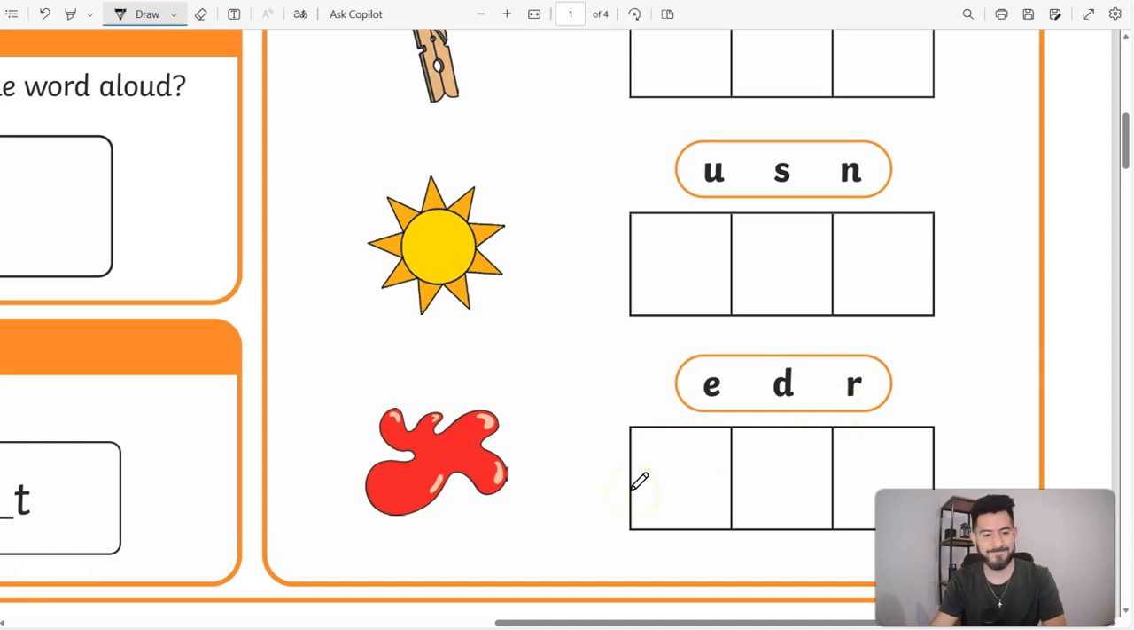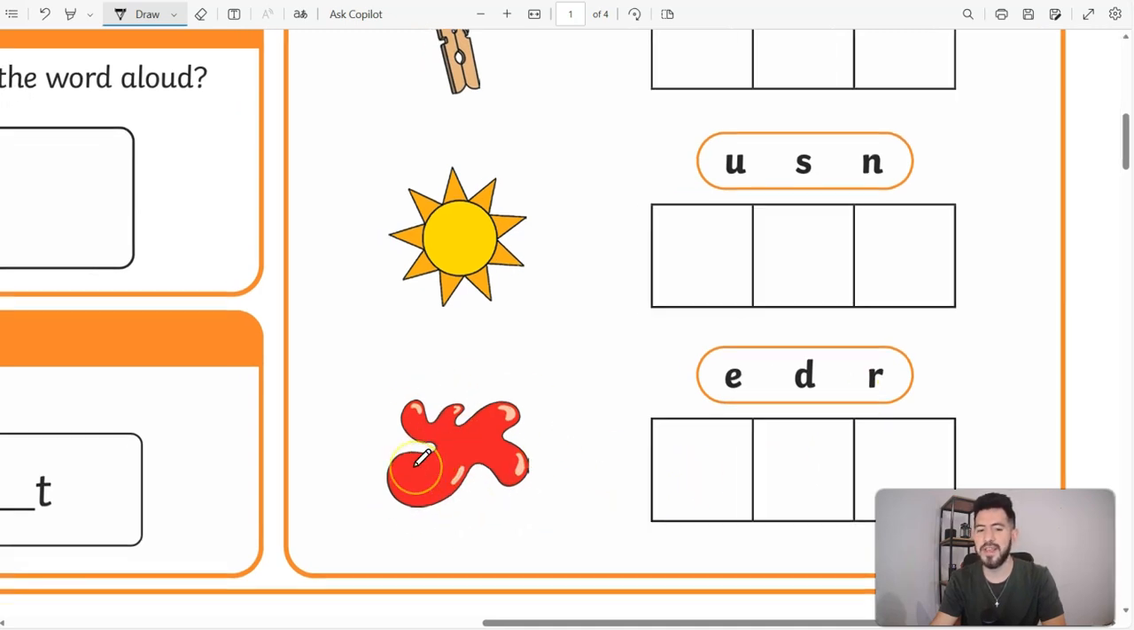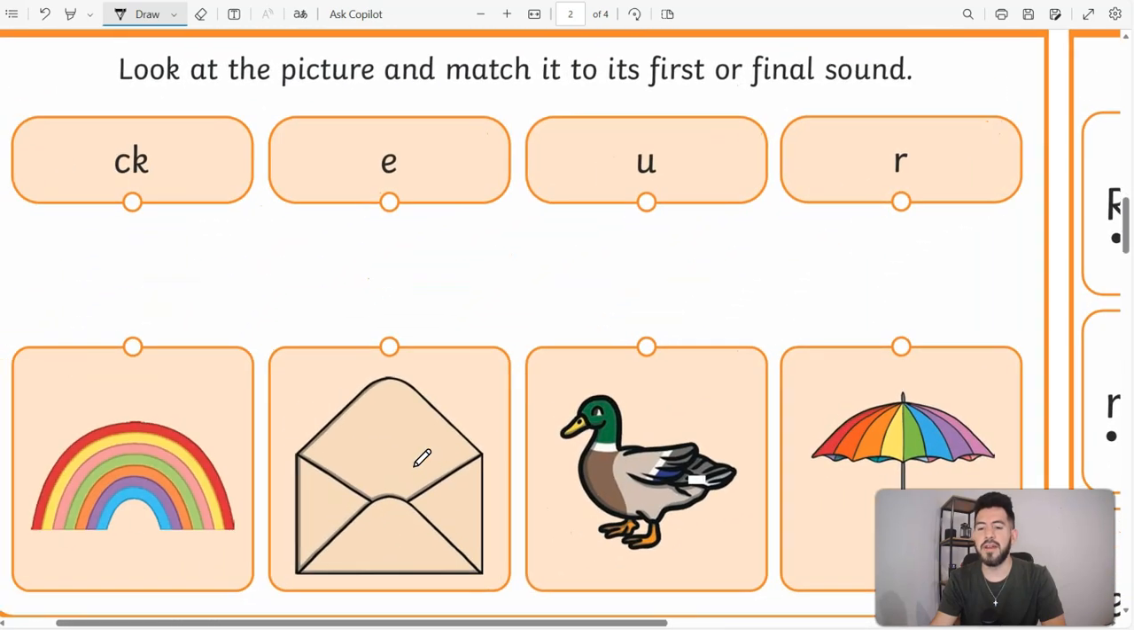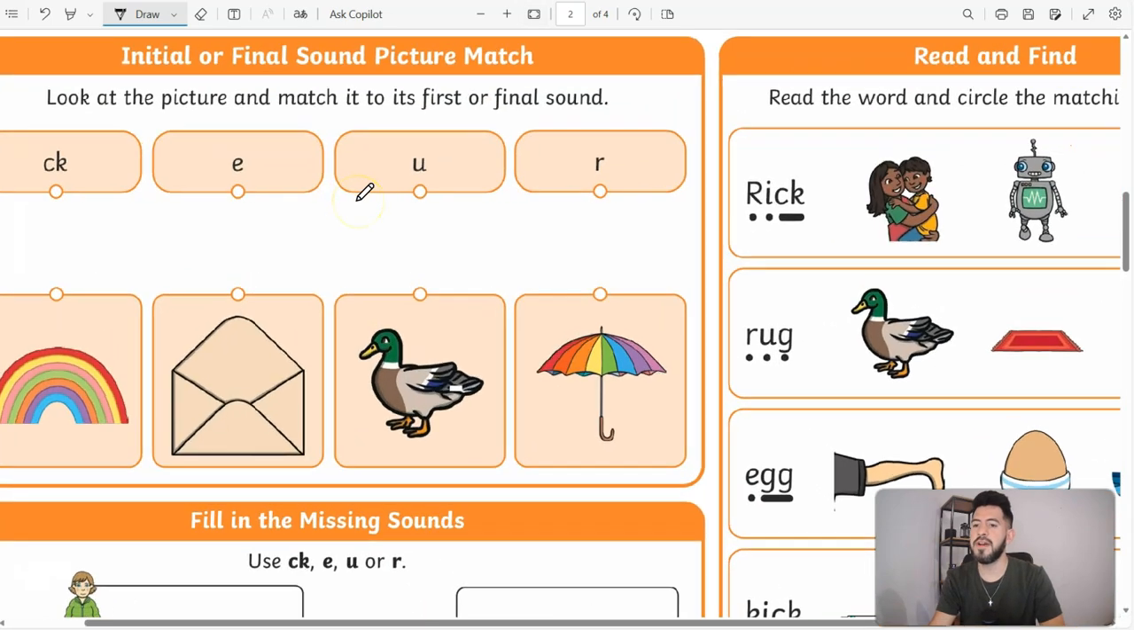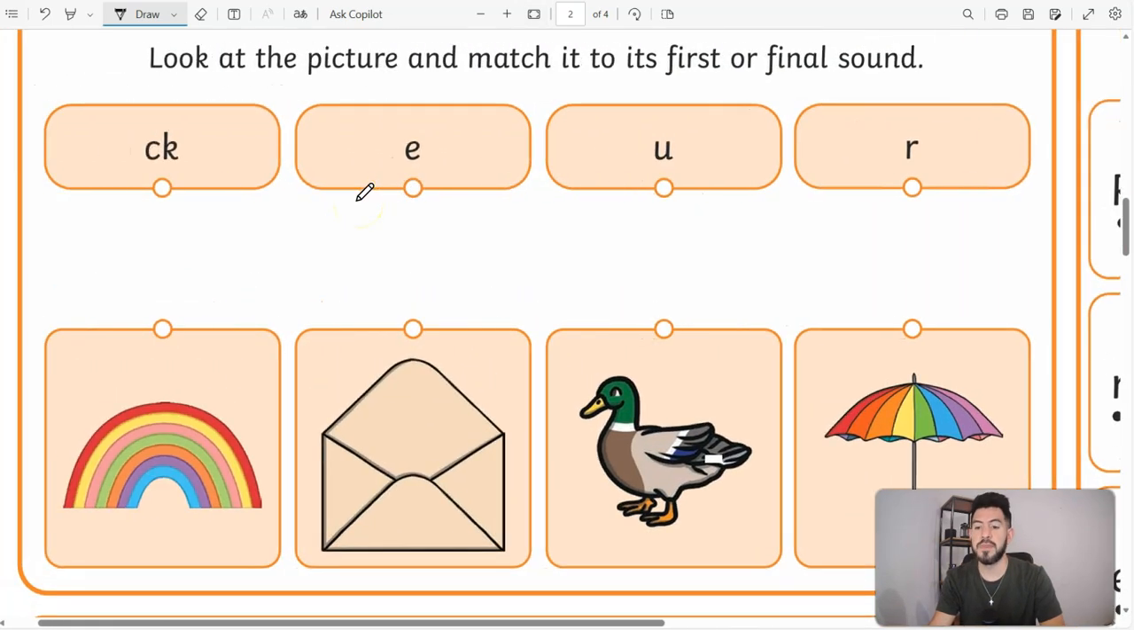Green? No, this color. Okay. Then on the following page, look, we have a matching activity. You will match the picture to the first or final sound. The first picture here is a rainbow.